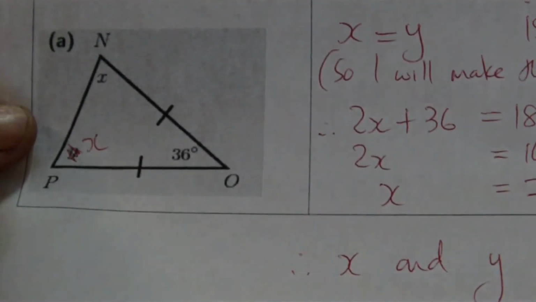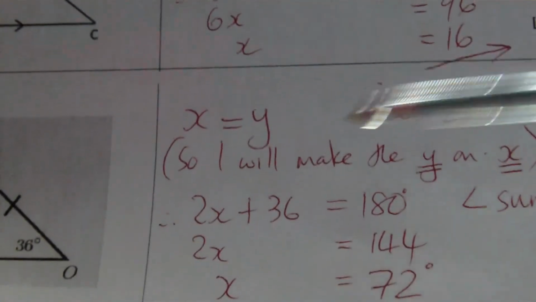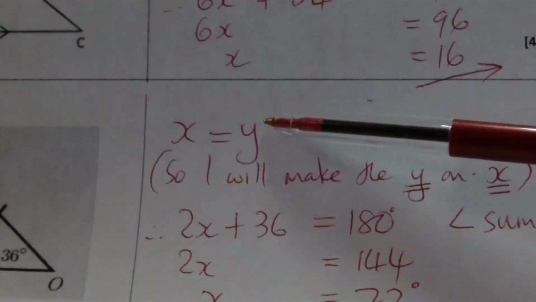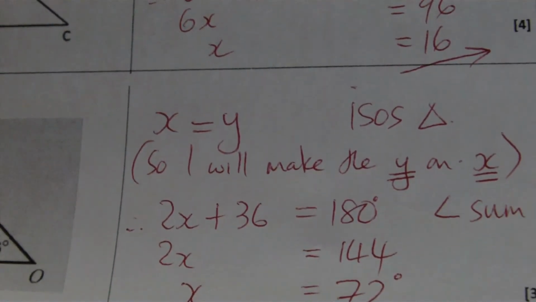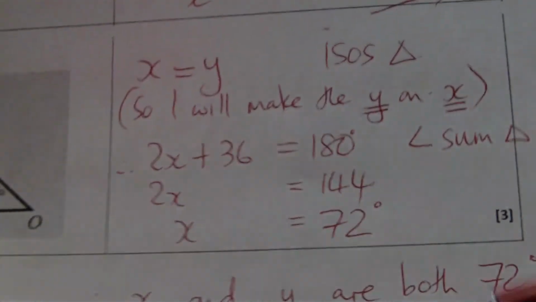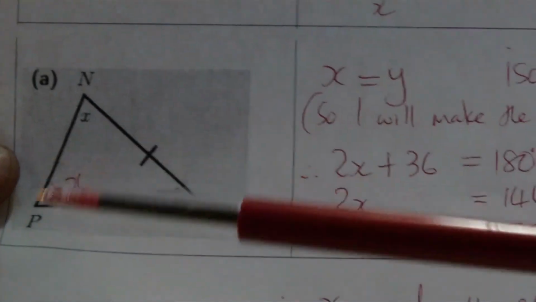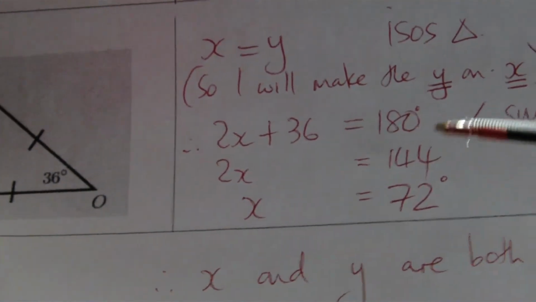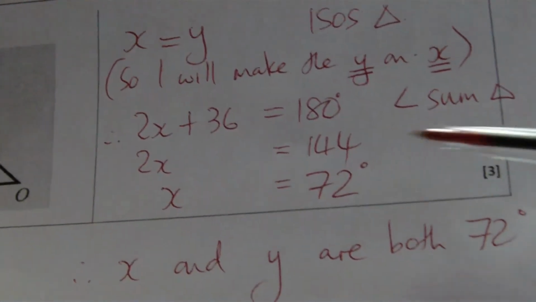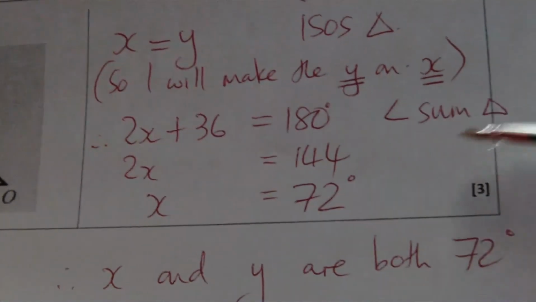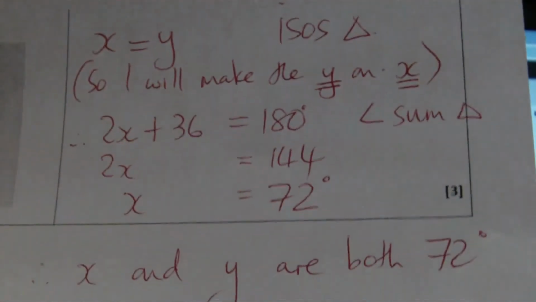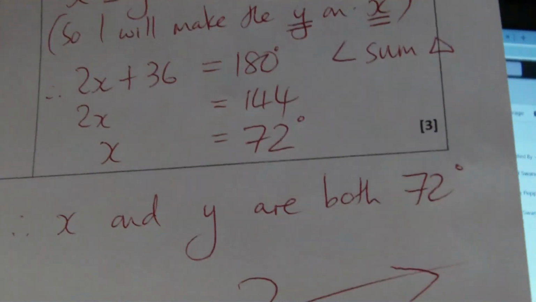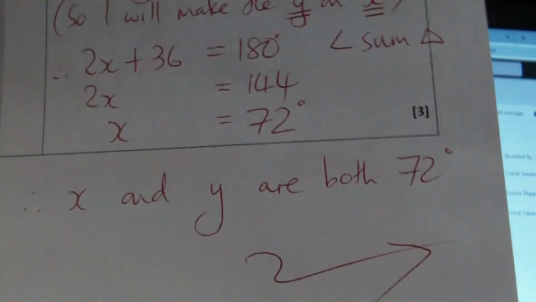36 equals 180. So check what I wrote. First thing I said was x is equal to y because of the isosceles triangle. Guys, there's 2 marks for that. So then you're going to go x plus 36 equals 180. Y, angle sum of triangle. Always tell me your reasons for everything, okay? And then you solve the equation and you got x is 72. And if x is 72, means y is also 72. Okay, done.